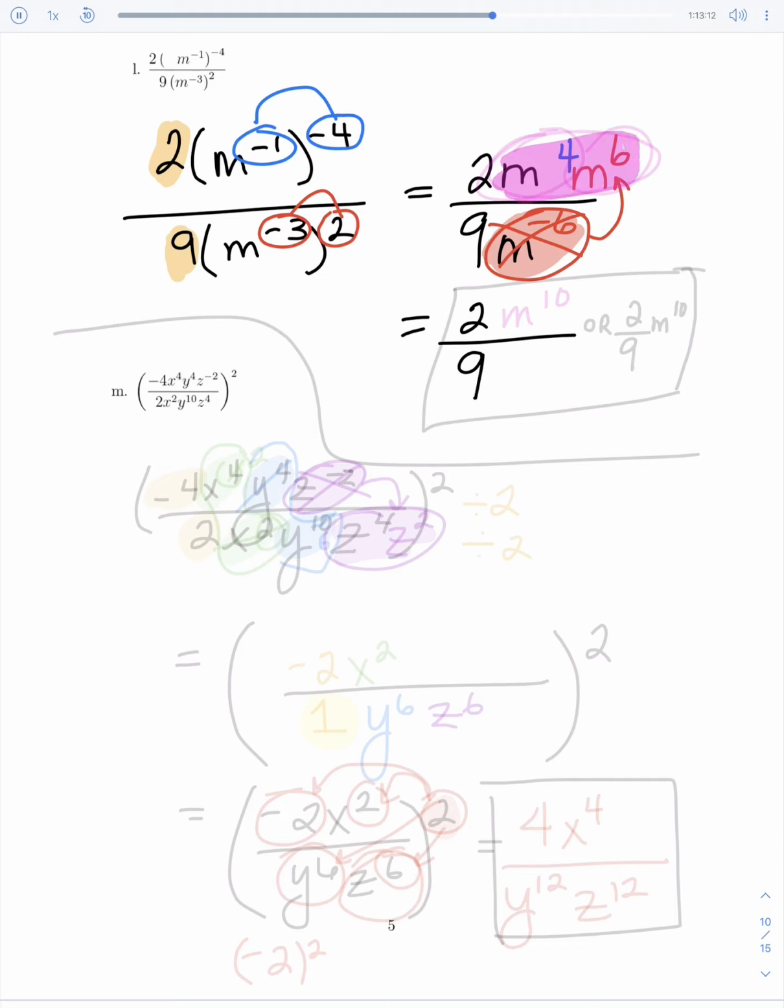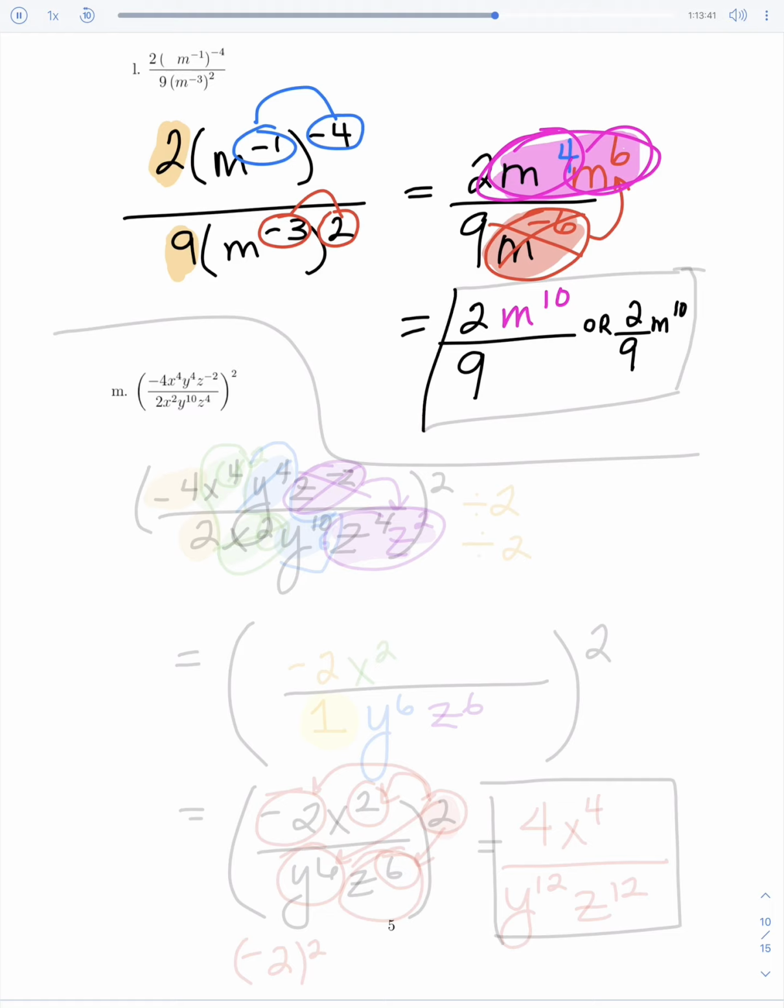So what do I do now that I'm multiplying these two instead of dividing? Well, remember, when I'm multiplying, I just need to add the exponents. I've got 4 m's added to another 6 m's, a total of 10 m's. So that's m to the 10th. So I can write this the way I have it, as 2m to the 10th over 9, or I can write it as 2/9 m to the 10th.